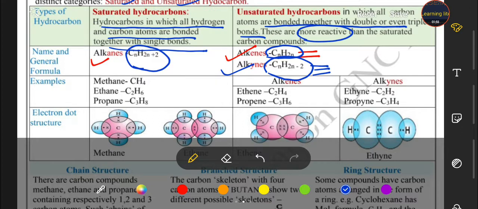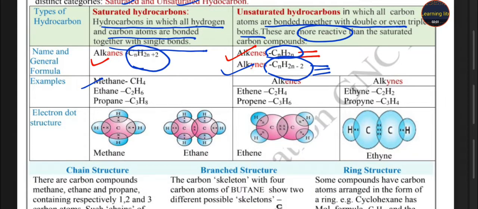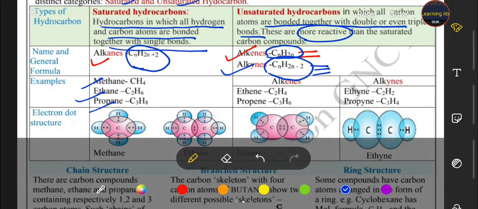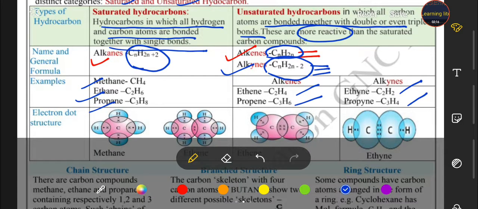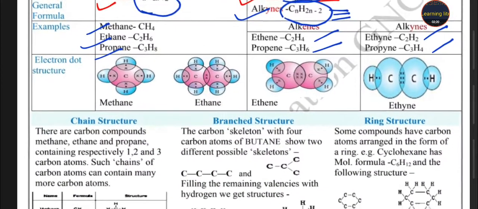For saturated, the sound is ane. So if we have one carbon, students, it is methane. 2 carbons, it is ethane. 3, it is propane. And for unsaturated the sound is ene, so ethene, propene. And for triple bond, ethyne, propyne. And the formulas are given with that. What is the electron dot structure?